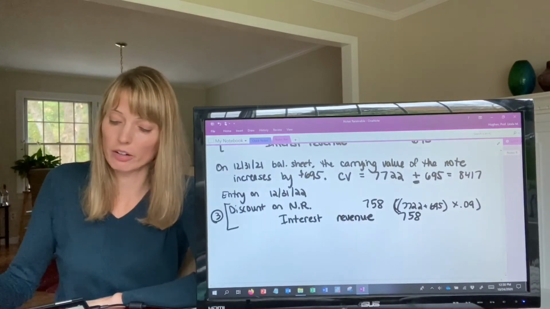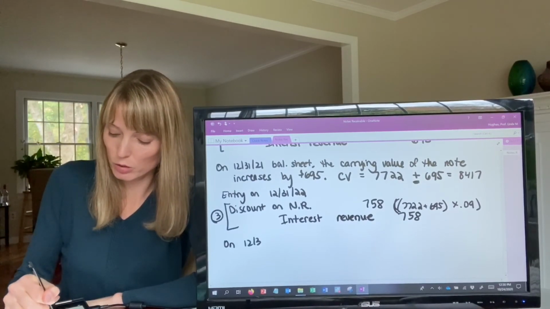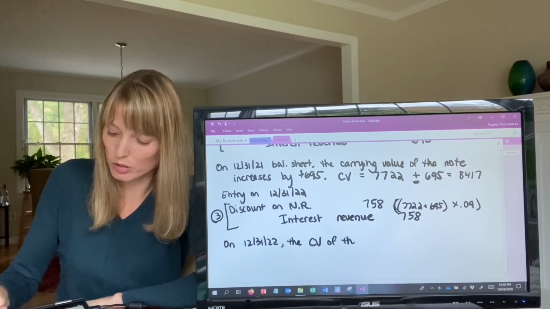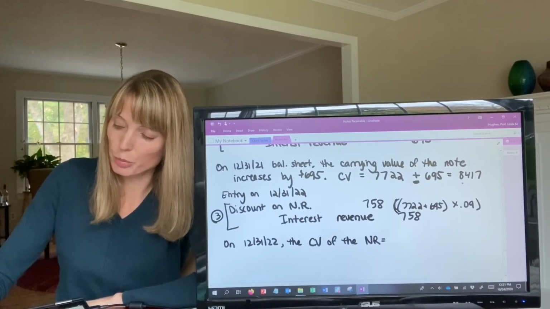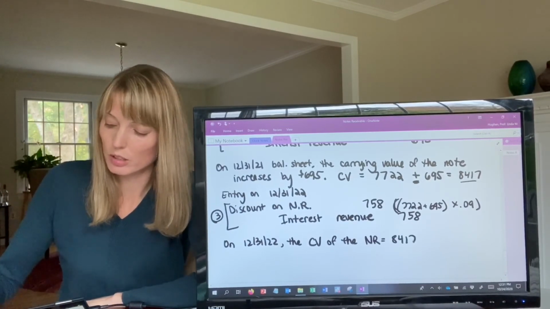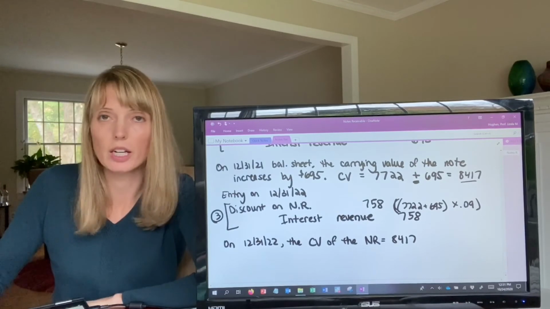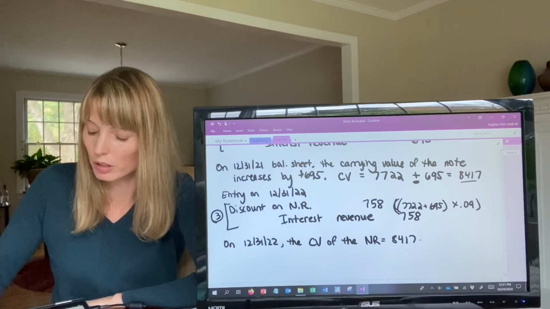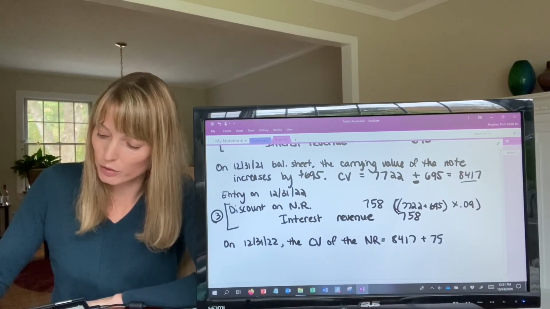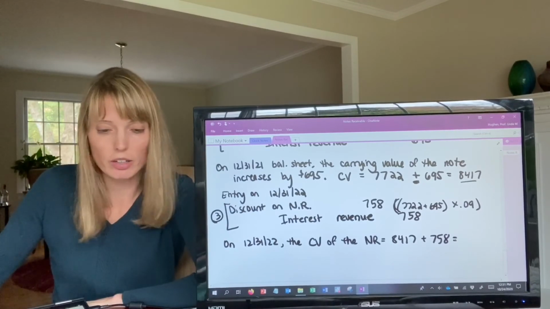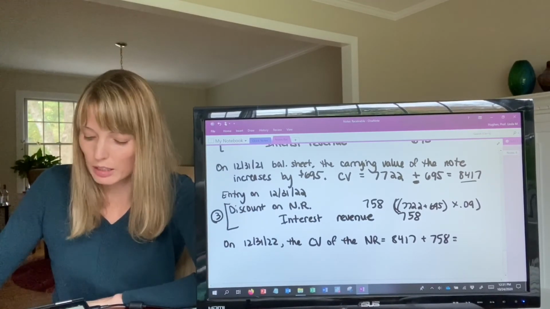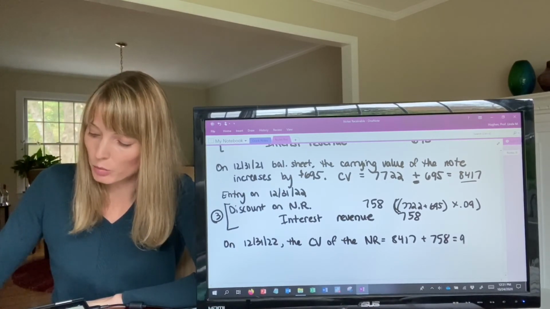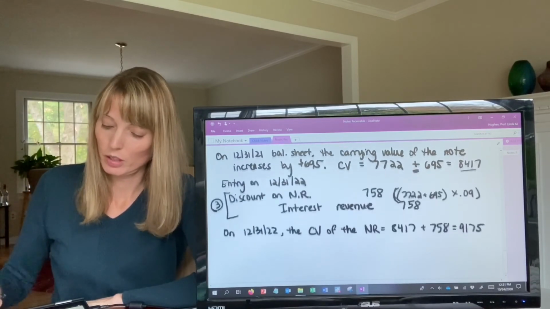Okay, so what is the carrying value on 12/31/22? The carrying value of the note receivable, well, it's the previous carrying value, 8417, and then we're going to add or subtract the 758. Remember, we're building up towards the $10,000 future value or maturity value. So we're going to add 758. And so our new carrying value at the end of 12/31 and the beginning of year 2023 is 9175.